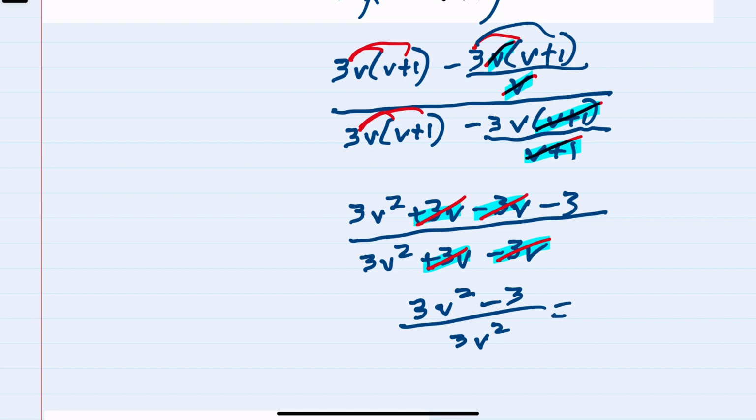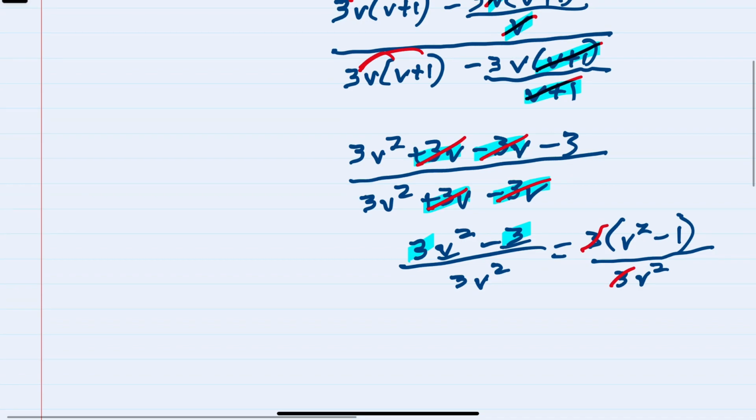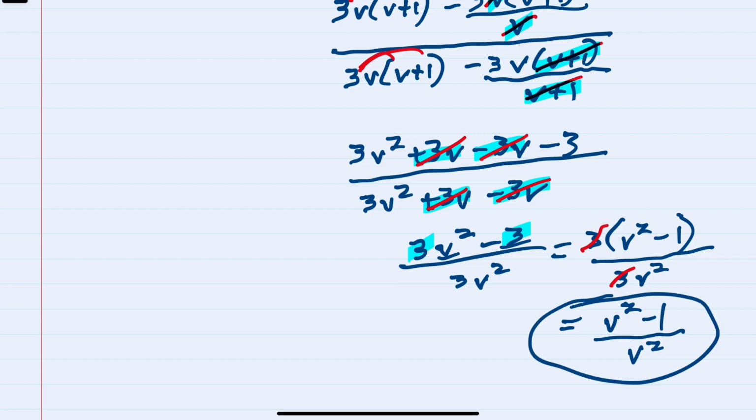And to see that, I would need to factor both. So in the numerator, there's a common 3 that I can factor out. When I factor out the 3, I'm left with v squared in the first term and a minus 1 in the second term. In the denominator, there's nothing to factor, but I can now see that this 3 factor in the numerator and denominator also cancel. So now in its simplest form, we have v squared minus 1 in the numerator and v squared in the denominator as our simplified complex fraction.